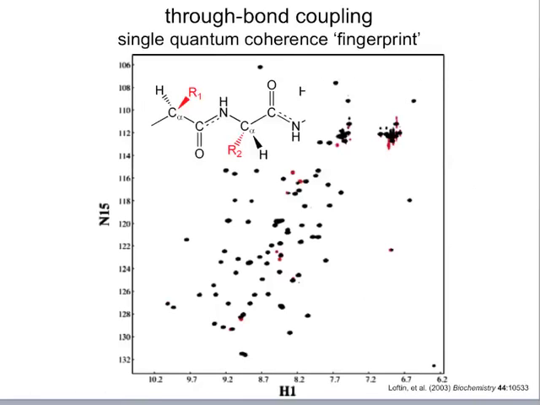For proteins, it's very interesting. There's a variety of experiments that we can use to identify the atoms within proteins and assign a particular resonance to a particular atom in the protein. But let's keep it simple for now and say that we can detect through bond coupling between nuclei that are responding to our NMR frequency radiation. In this case, this is called a single quantum coherence fingerprint.